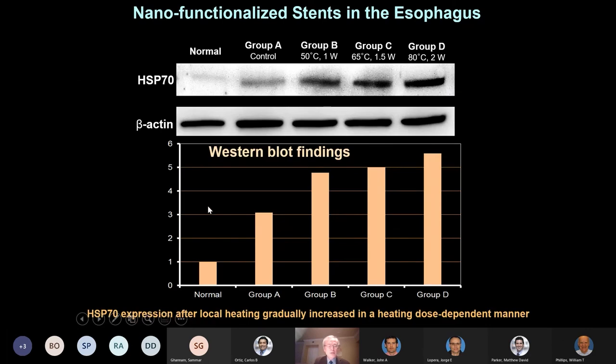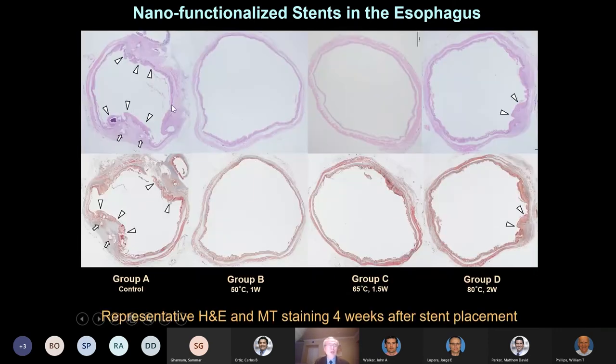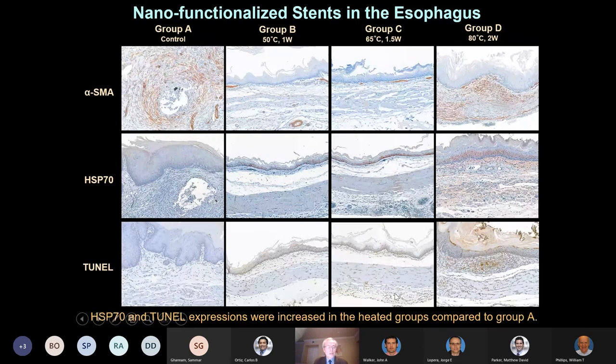Heat shock protein 70 expression after local heating gradually increased in a heating dose-dependent manner. For example, beta-actin is a control. So you can see the strong signal in group D. This is H&E stain, and this is Masson trichrome stain. You can see a big difference between the control stent and local heating stent. Tissue hyperplasia in control stent and a little bit in 80 degrees. And heat shock protein 70 and TUNEL expressions were increased in heat groups compared to group A.